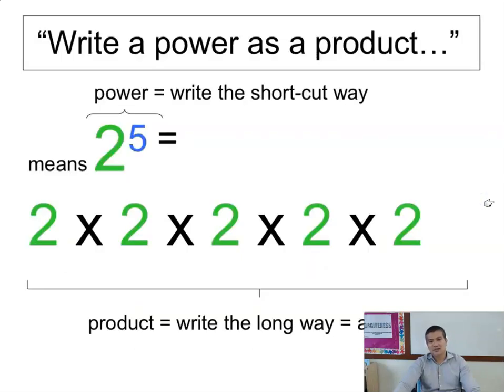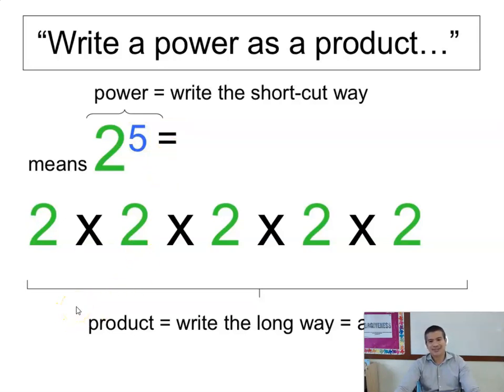So again, to write a product as a power, the shortcut way: we have 2 to the power of 5. It means that you will have 2 times 2 times 2 times 2 times 2. So whatever the exponent is, that is the number of times that you are going to multiply the base.